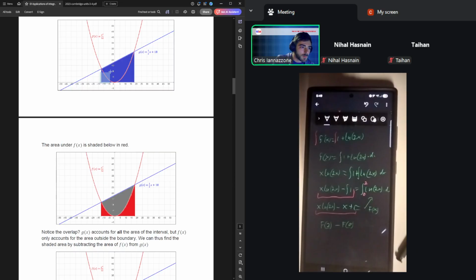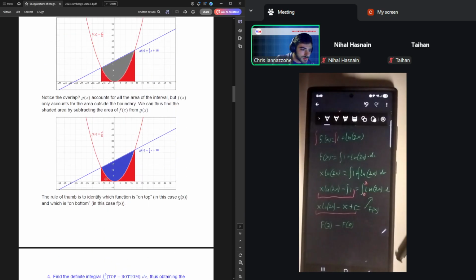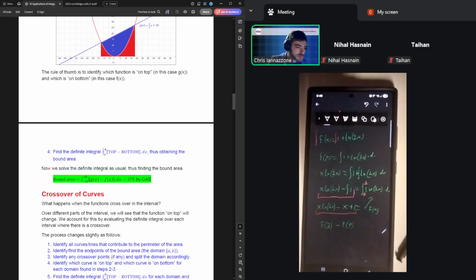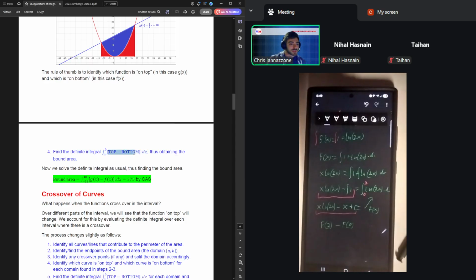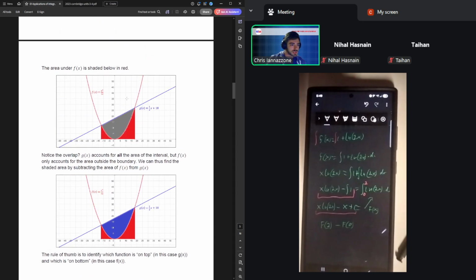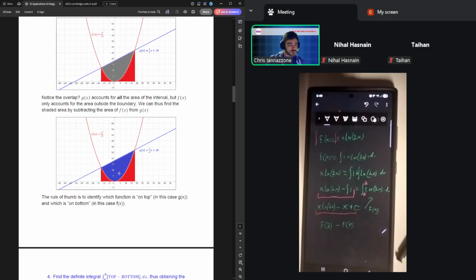So if you start with your big total area, your big block of blue, and you subtract your big block of red, what you're going to be left with is the bit on the inside, the bound area that you're trying to find. Which is why, when we do area bound between curves, we identify what's on top, what's on bottom, and do the subtraction in that order. Top take bottom. Because top gives you the biggest possible area, bottom gives you the remaining bits that you need to cut away.